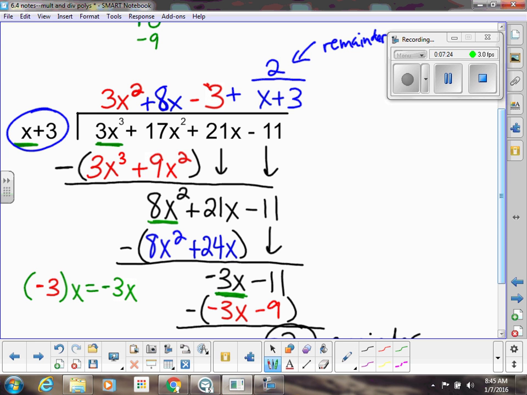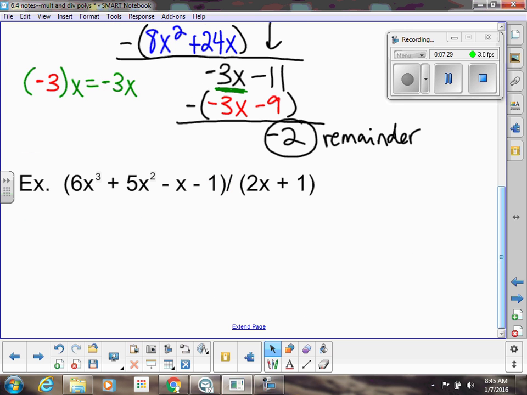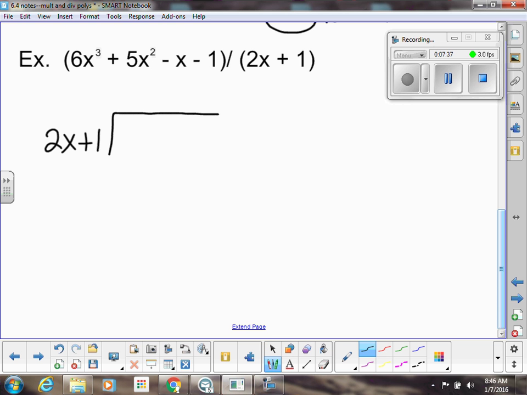Okay, so let's do that one more time, and then I'll show you an even easier way. I know you'll like it better than this, because I know you guys are probably groaning by now. Okay, so we're going to do 2x plus 1 divided into 6x cubed plus 5x squared minus x minus 1.